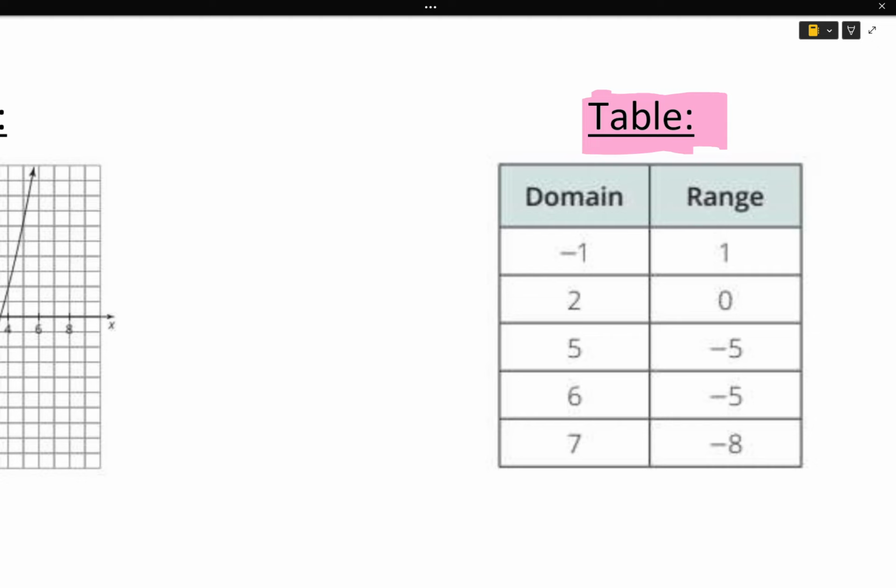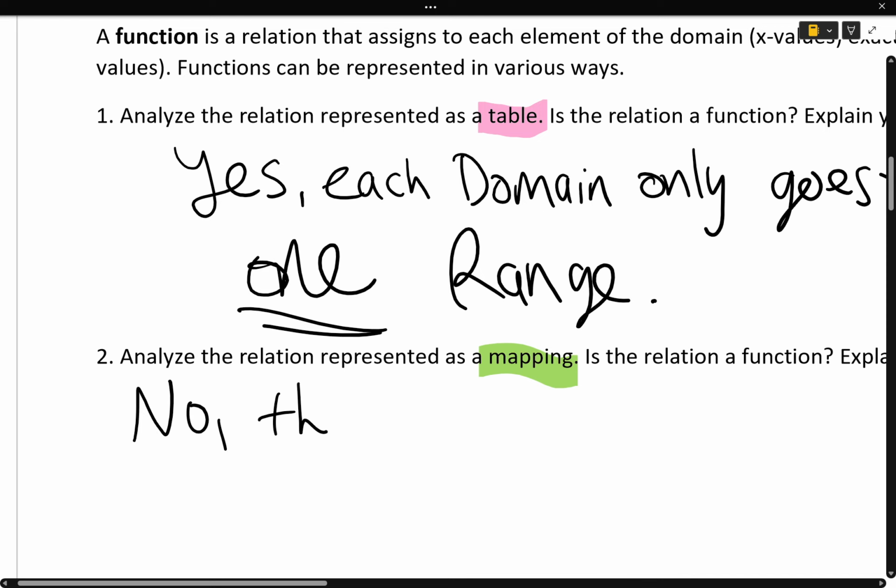All right, next let's take a look at the map. All right, so this is a map. Does each domain go to exactly one range? Hopefully you can see that the domain of 4 goes to 2 different ranges. So this, unfortunately, is not a function. It's a relation, just not a function. No, the domain 4 goes to 2 ranges. Ay, ay, ay.